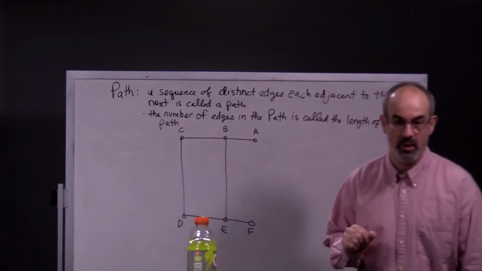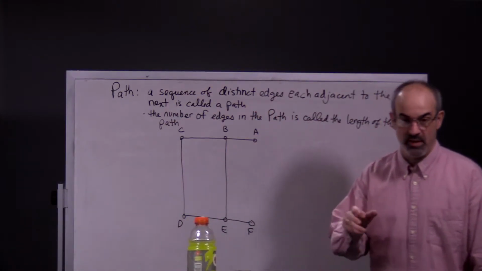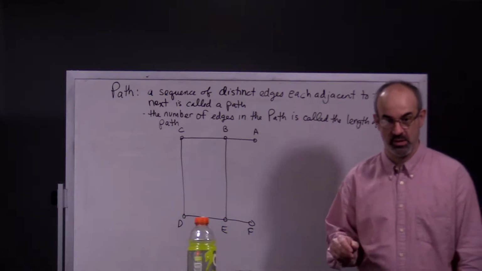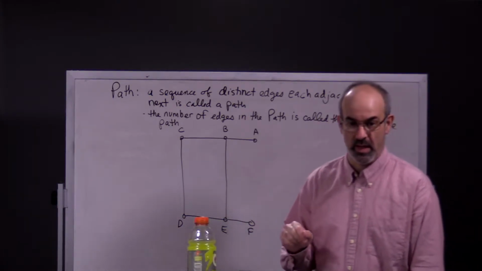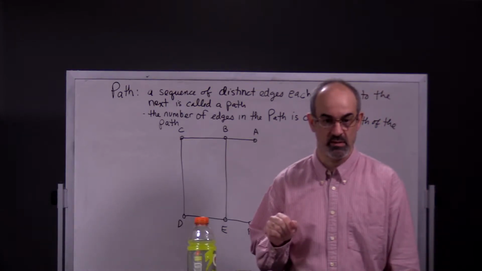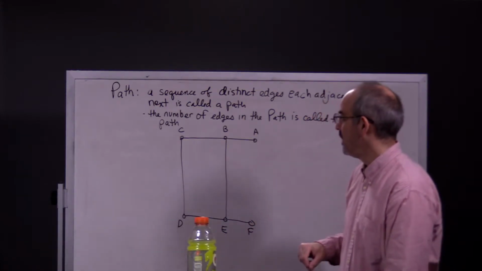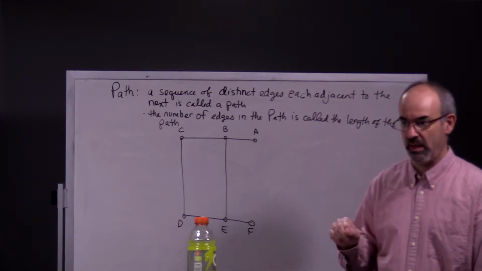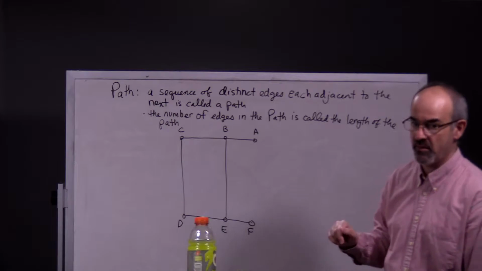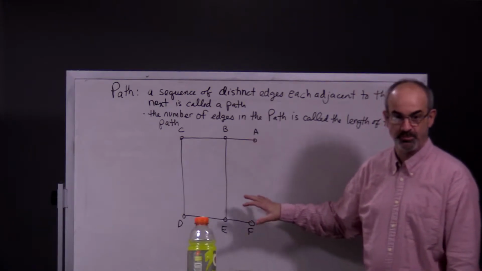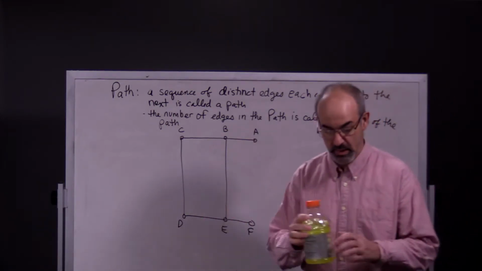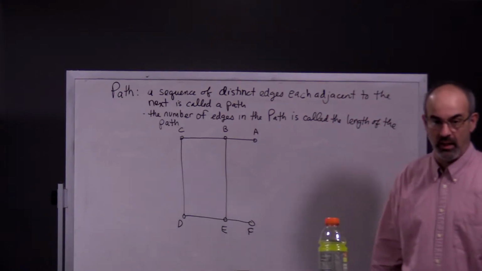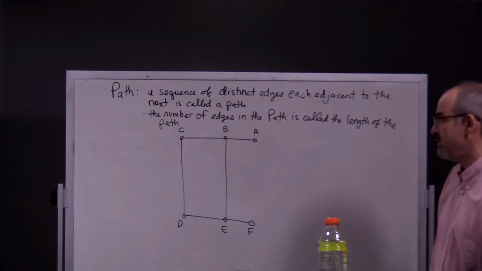So let's talk about what a path is. Eventually we're going to talk about Hamilton paths and Hamilton circuits, but before we do that we have to talk about what a path is, what a circuit is. Okay, so everything that we talk about is going to be related to connected graphs. I have a picture of a connected graph here, and we're going to just talk about what a path is.